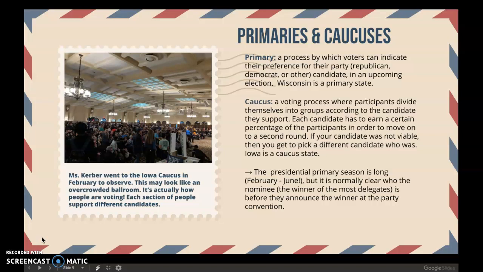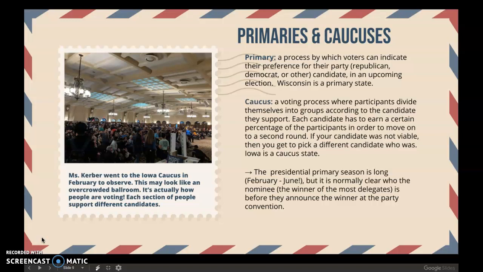It's a voting process where participants divide themselves into groups according to the candidate they support. Then each candidate has to earn a certain percentage of participants in order to reach the next round. And you keep narrowing it down until you get to just one candidate that represents your party. It's a long process. These primaries and caucuses don't happen all on the same day. It happens over many months, so it often starts in January and will run all the way through June. Typically, we will know who the candidate is going to be before June, but the primaries and caucuses do run that long.